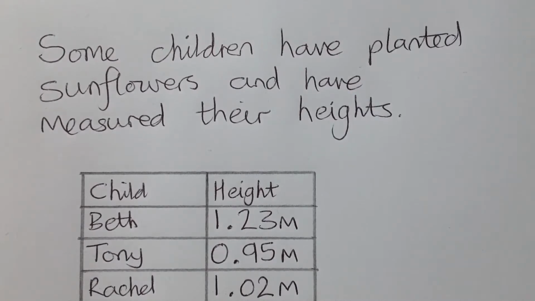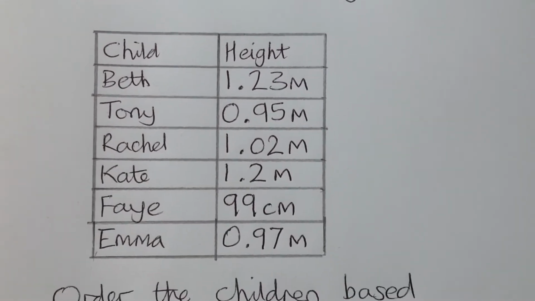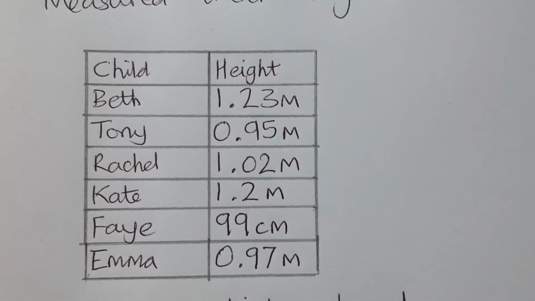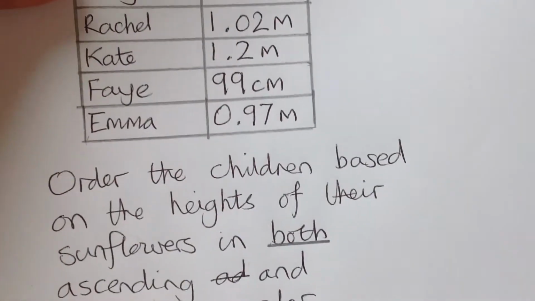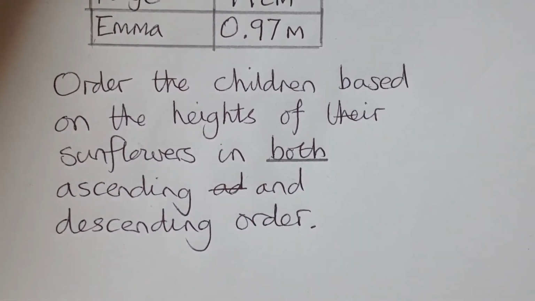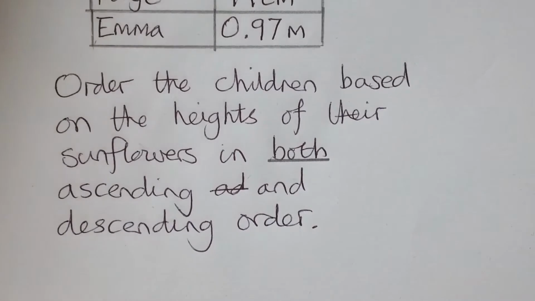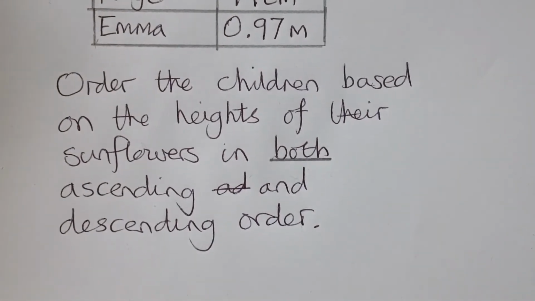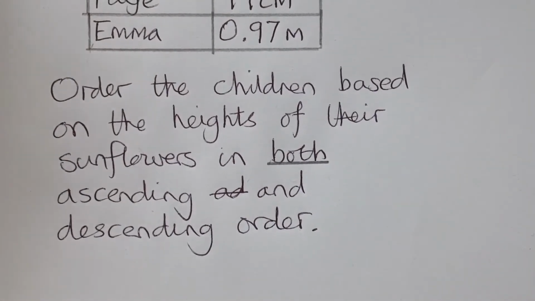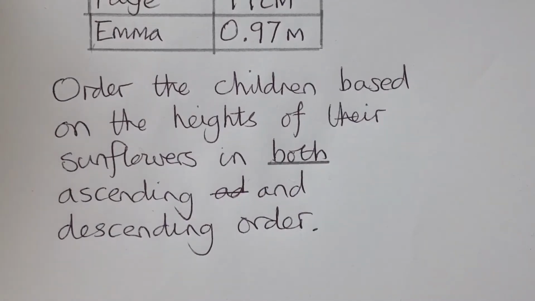Now here's my problem. Some children have planted sunflowers and have measured their heights. You've got Beth, Tony, Rachel, Kate, Faye and Emma, and you've got the heights of their sunflowers. What I'd like you to do is order the children based on the heights of their sunflowers in both ascending and descending order. So you need to write the order twice. One order is ascending, make sure it's labelled up, and one order descending.